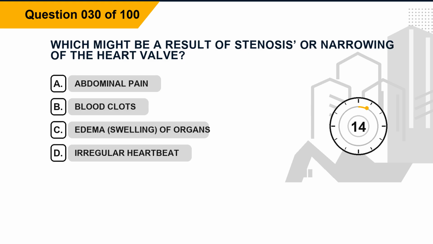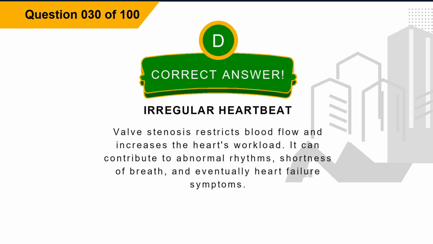Question 30. Which might be a result of stenosis, or narrowing of the heart valve? Option A, abdominal pain. Option B, blood clots. Option C, edema, swelling, of organs. Option D, irregular heartbeat. The correct answer is option D, irregular heartbeat.